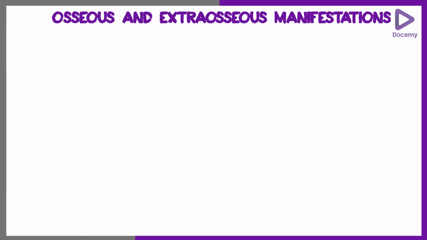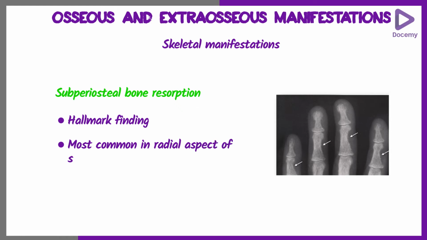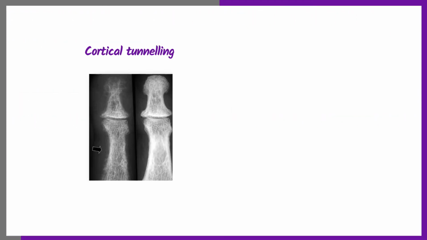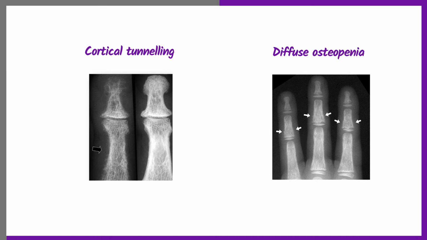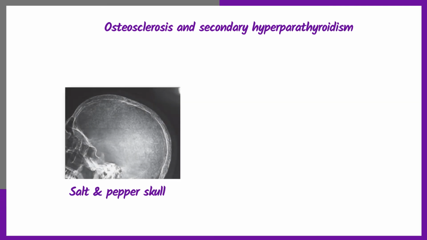Going to the osseous and extraosseous manifestations, skeletal manifestations: X-ray shows subperiosteal bone resorption, which is a hallmark finding, most common in the radial aspect of the second and third middle phalanges. Other findings are cortical tunneling, diffuse osteopenia, osteosclerosis in secondary hyperparathyroidism, which can give the named signs like salt and pepper skull, rugger jersey spine.